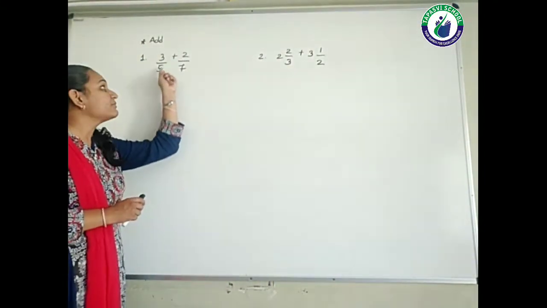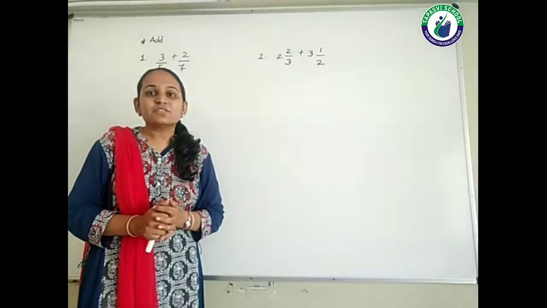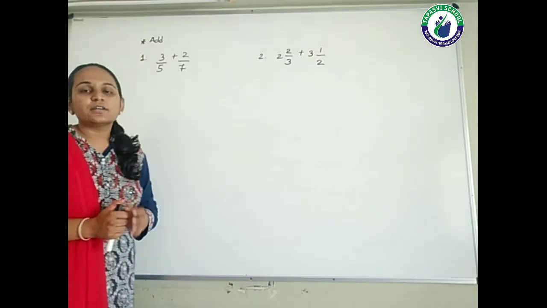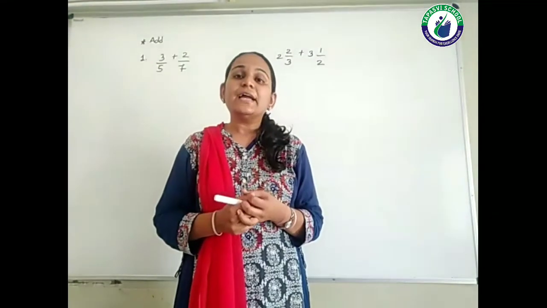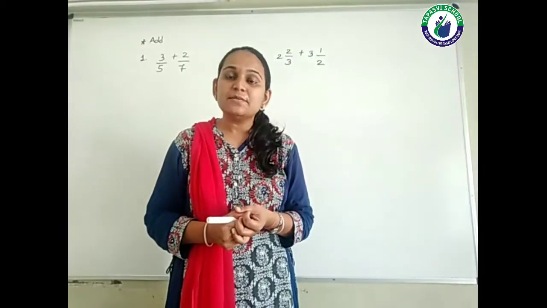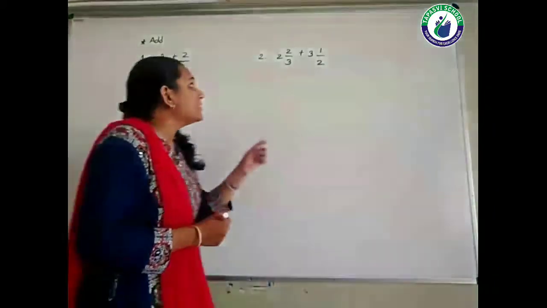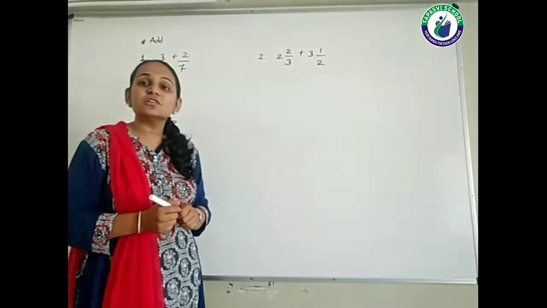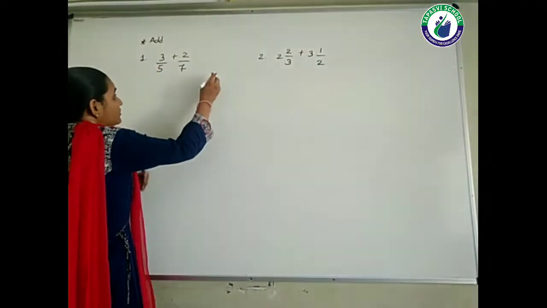This is the first question, students. 3 by 5 plus 2 by 7. Students, if you can see, the denominators are not the same. So the first step is to make the denominators the same, and to make both the denominators the same, you need to take the help of LCM. The denominators are 5 and 7, so I am going to first find the LCM of 5 and 7. Let's see how I am doing it.